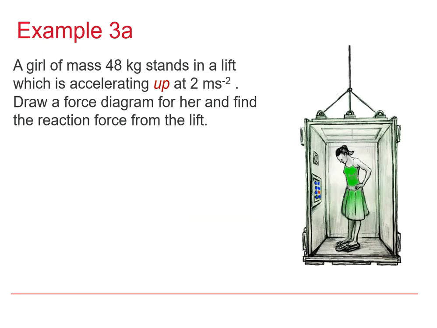Okay, here's another situation. This time we've got a girl who's got a mass of 48 kilograms standing in the lift, which is accelerating upwards at 2 meters per second squared. So probably worth indicating on here the acceleration, 2 meters per second squared. She has a weight of mg, so that will be 48g acting downwards, and there must be a normal reaction force ultimately from whatever she's standing on, scales perhaps, acting upwards. That's the thing we're trying to find, so we'll call that R.